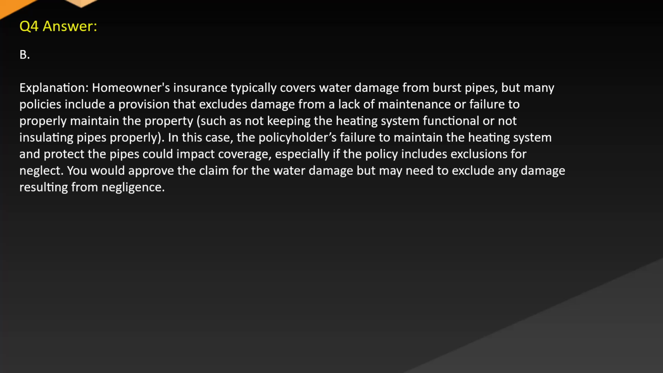Homeowners insurance typically covers water damage from burst pipes, but many policies include a provision that excludes damage from a lack of maintenance or failure to properly maintain the property, such as not keeping the heating system functional or not insulating pipes properly. In this case, the policyholder's failure to maintain the heating system and protect the pipes could impact coverage, especially if the policy includes exclusions for neglect. You would approve the claim for the water damage but may need to exclude any damage resulting from negligence.